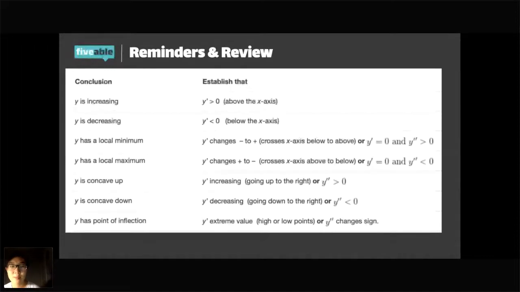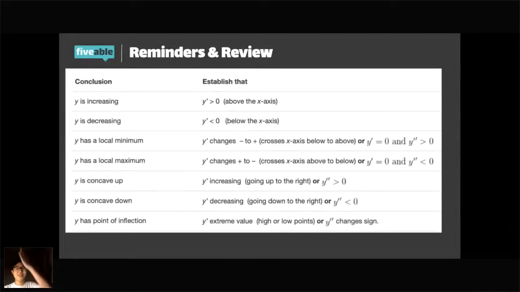This is review from your first and second semester: when y is increasing, the first derivative is greater than 0, which is above the x-axis. If it's decreasing, it's less than 0. A min means it goes from decreasing to increasing, or the first derivative is equal to 0 and the second derivative is greater than 0. And if it's a maximum, it goes from increasing to decreasing. It crosses the x-axis from above to below, or the second derivative is less than 0 when the first derivative is equal to 0.